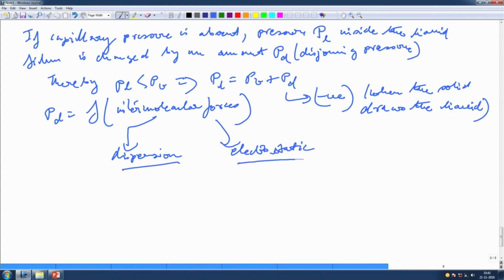Because of the combination of these two forces, there is a depression of the liquid pressure. That is because of this disjoining pressure, which is a negative value, which basically makes the solid pull the liquid towards itself. So, let us look at the presentation file now.